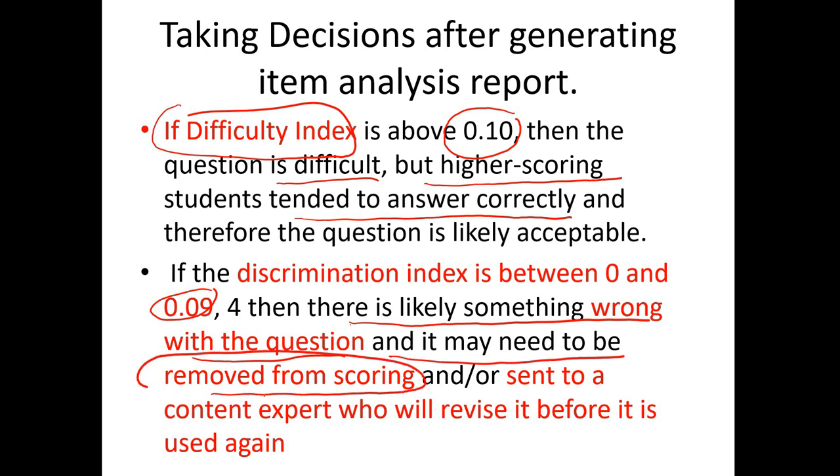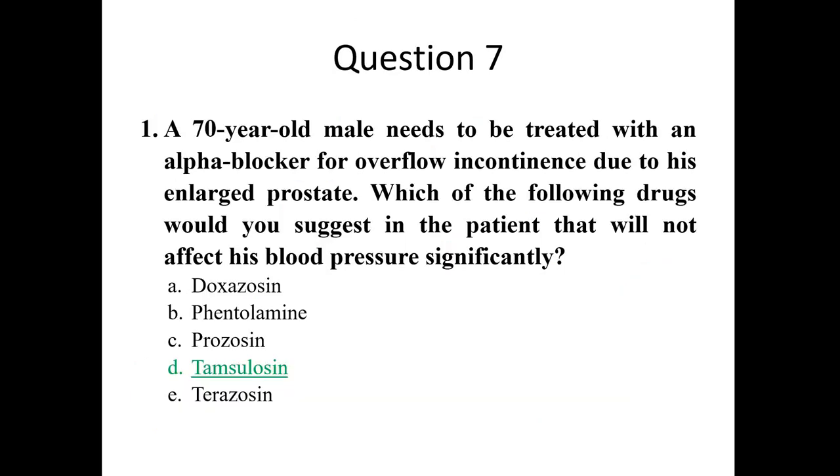Remember, these things are very important. Discriminatory index between 0 and 0.9, and it should be sent back to the content expert to revise it before it is used again. So these are technical points to remember.